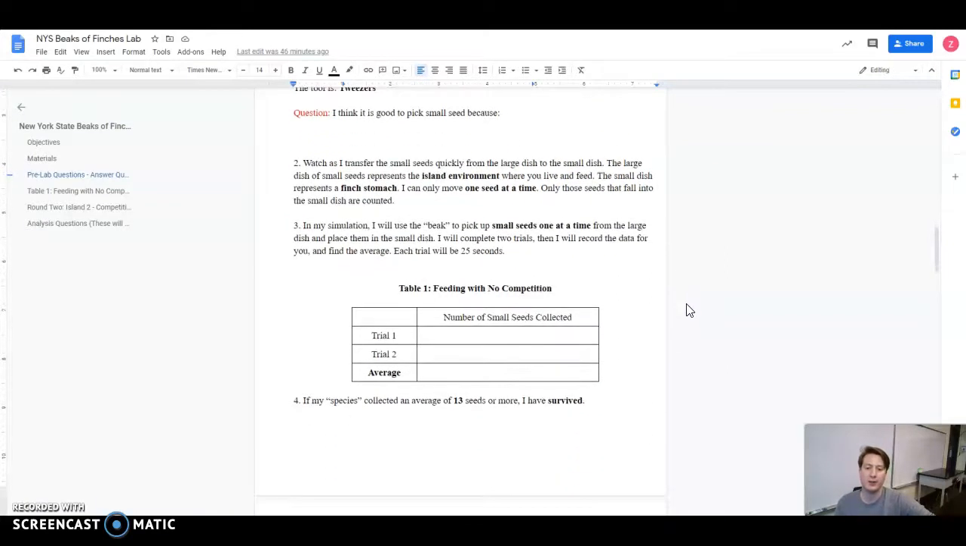Now when I get into the experiment, I'm going to be transferring seeds from a large dish to a small dish. The large dish is going to simulate the island environment, the Galapagos, where the birds live and feed. The small dish will represent the finch's stomach. I can only move one seed at a time, and only those seeds that fall into the dish are counted. In my simulation, I'll use the beak to pick up small seeds one at a time, like I said, and transfer them into the other dish. I'm going to complete 2 trials, and each trial is going to be 25 seconds each.